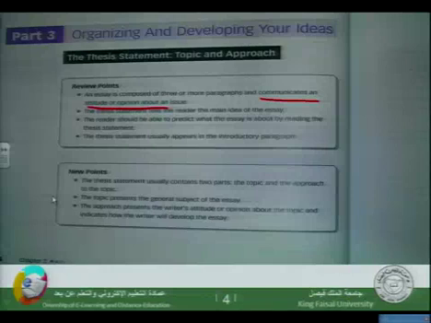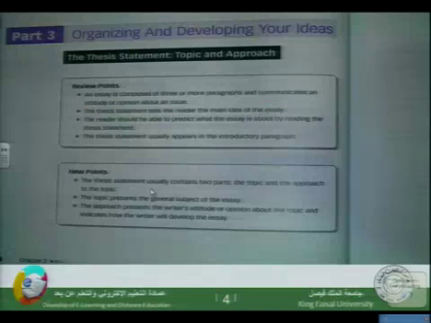Now, all of these were just review points, and it's assumed that you probably had them before. What we want to do is introduce some new points here. The new point your chapter presents is that the thesis statement usually contains two parts. Okay, now we're getting into detail here. The topic of your essay and the approach to the topic. Now, what does this mean?